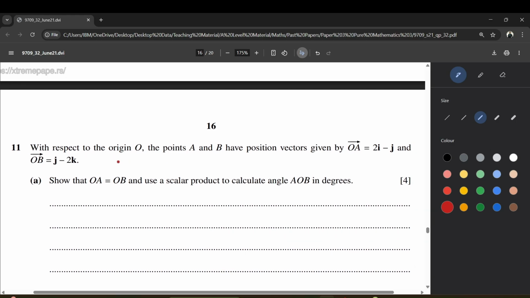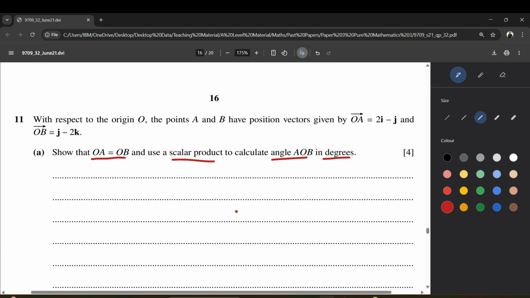With respect to the origin O, the points A and B have position vectors given by OA equals 2i minus j and OB is equal to j minus 2k. Show that the magnitude of OA is equal to the magnitude of OB and use a scalar product to calculate the angle AOB in degrees. Okay. All right, so let us first write down the given vectors.